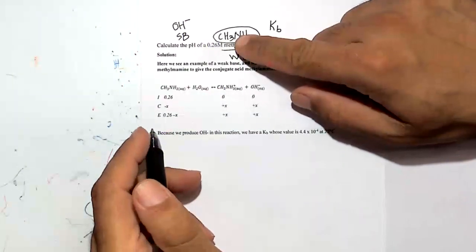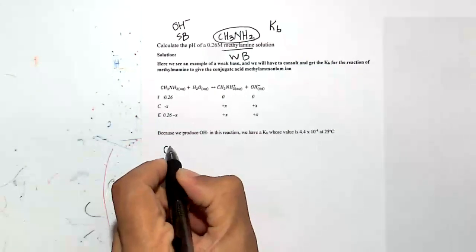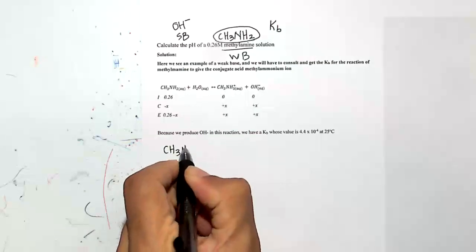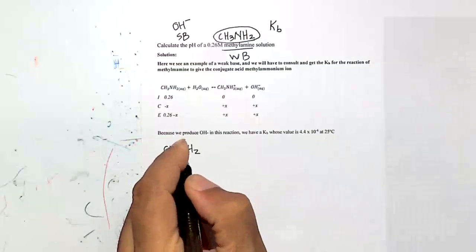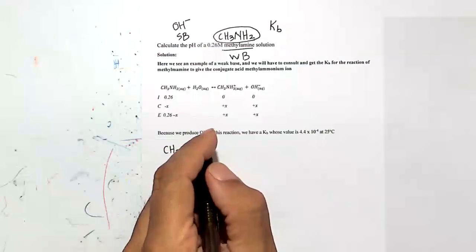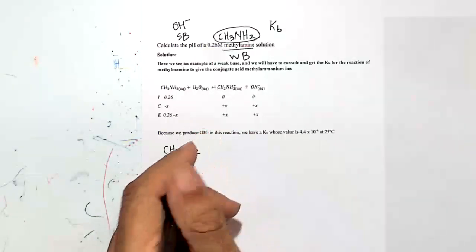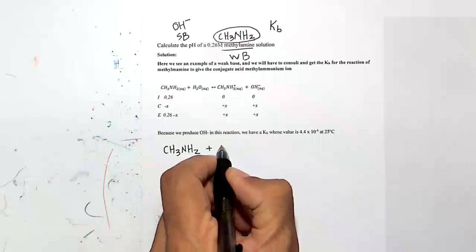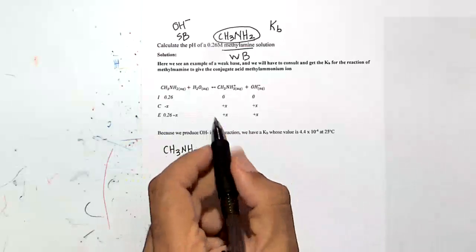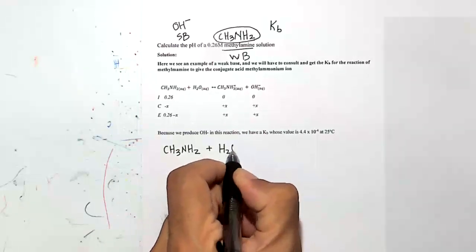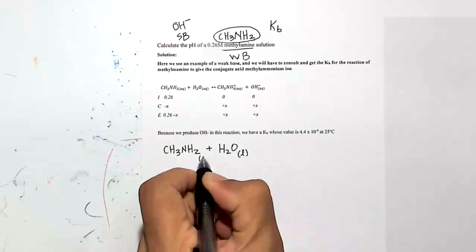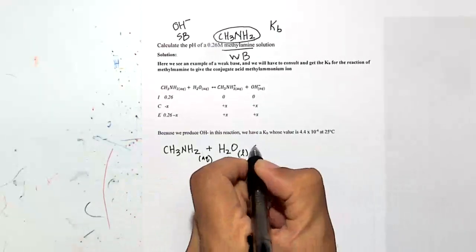Alright, so the next thing you need to know is that these weak bases will react with water. Okay, this is the Kb. Just like weak acids react with water, and strong acids react with water, and strong bases react with water, okay, this weak base will react with water, and this is something that you should know. Okay?